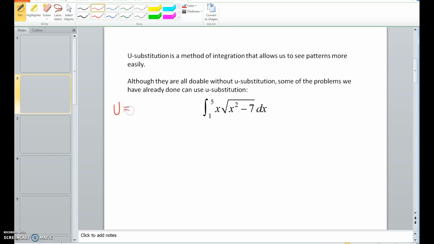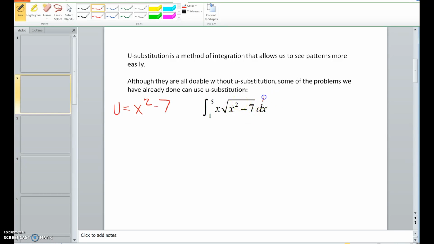If we were going to use u-substitution for this, what you do is you choose some expression that appears in the problem, some part of the given problem, and you let u stand for that. Usually if there's an inside function somewhere, that's what you let u stand for. So here I'm going to let u equal x squared minus 7. And then you rewrite the problem in terms of u instead of in terms of x. That's going to take care of the x squared minus 7 underneath the radical.